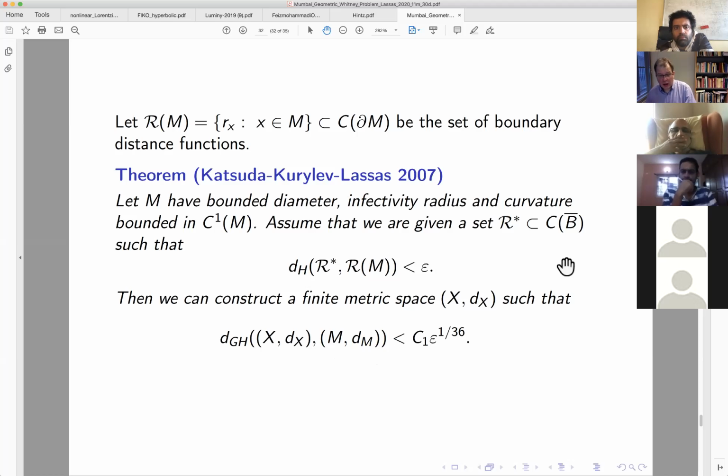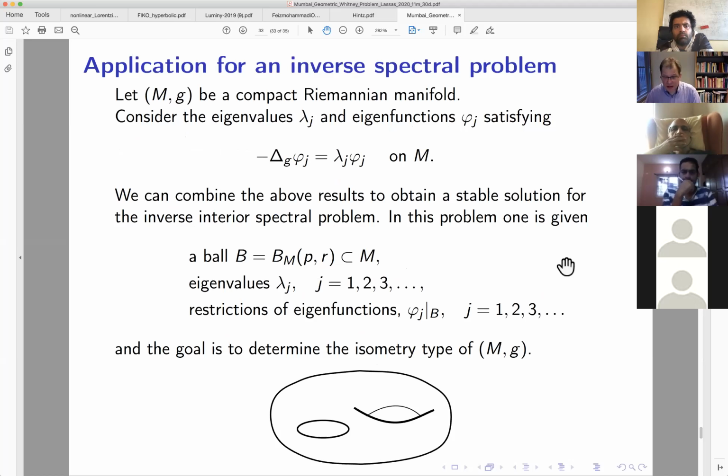So let me put this a little bit together, and I explain this recent result, what type of stable reconstruction results they give to inverse problems. We put this all together by using the inverse spectral problem, or actually the inverse interior spectral problem. It's the following. Let us assume that we have a compact manifold M with metric g, and then we consider the eigenvalues lambda j and orthonormal eigenfunctions that satisfy this equation on the manifold. Let's assume that we do measurements in some ball B.